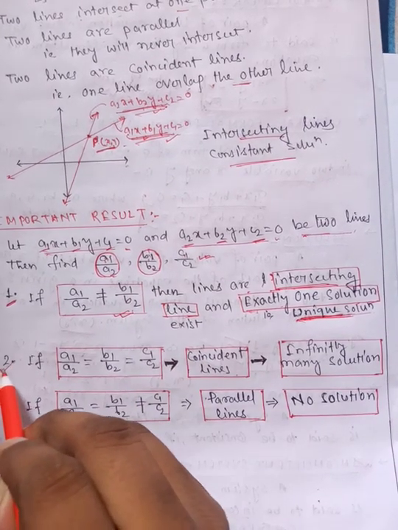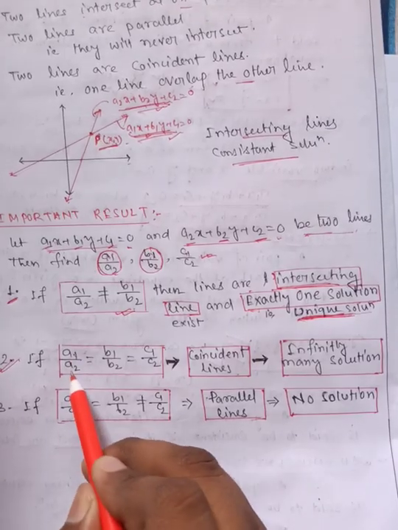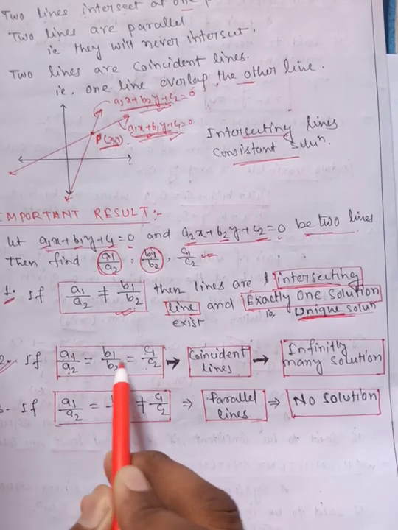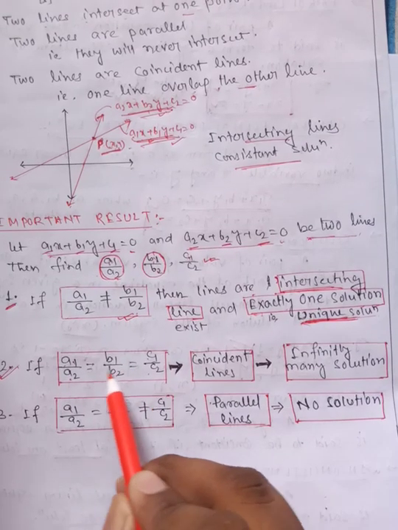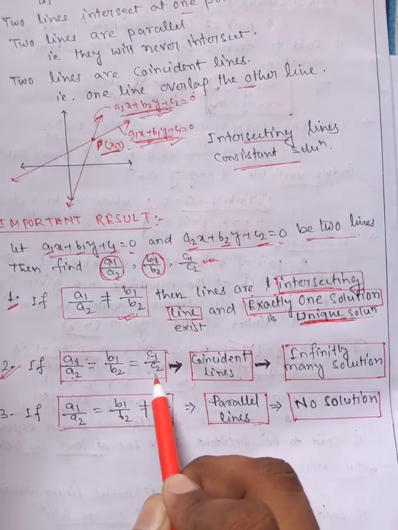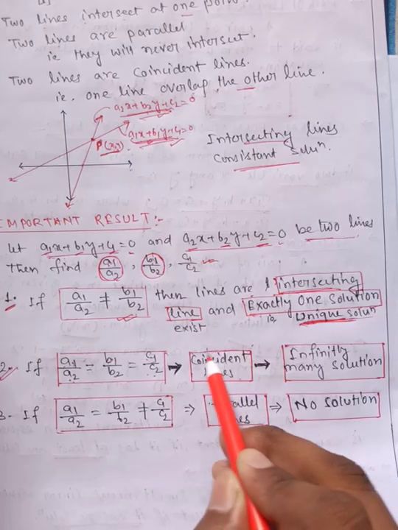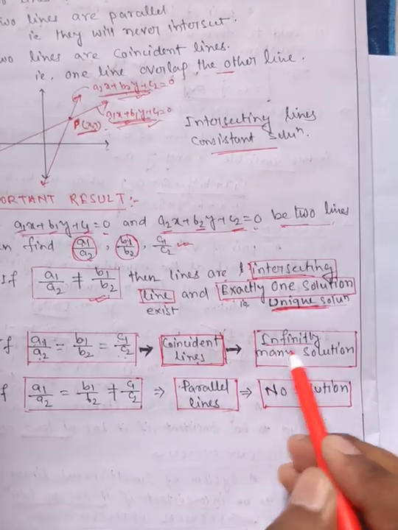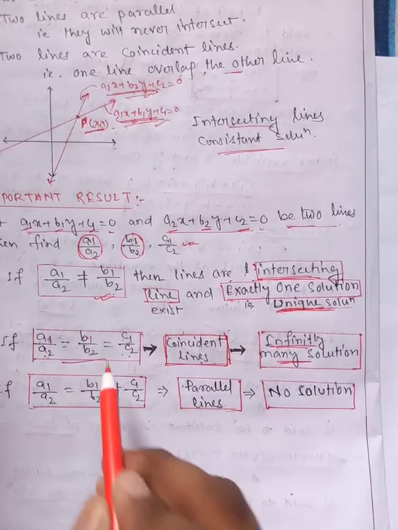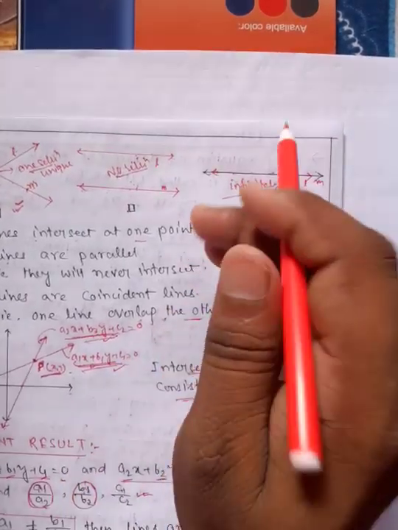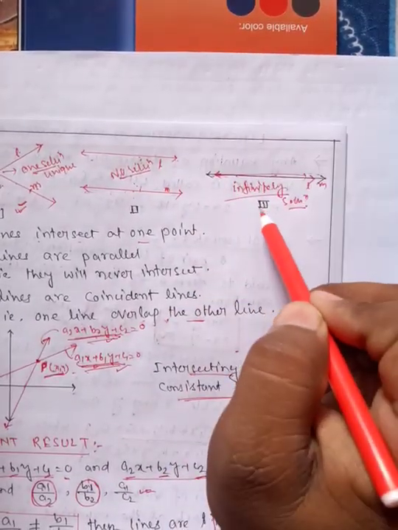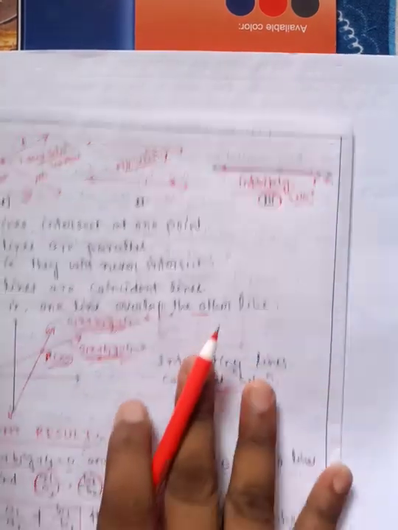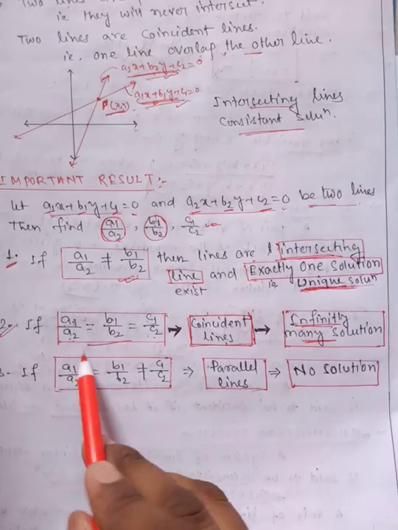Okay, and the second condition, if a1 by a2 equals b1 by b2 equals c1 by c2, that means three ratios are equal, then these lines are always consistent lines, and it has infinitely many solutions. And for this case, actually the lines are overlapping each other. So this case is case 3. So one straight line overlapping another. So this is this condition.